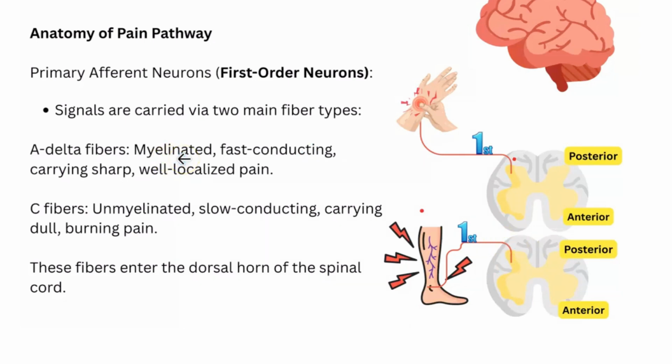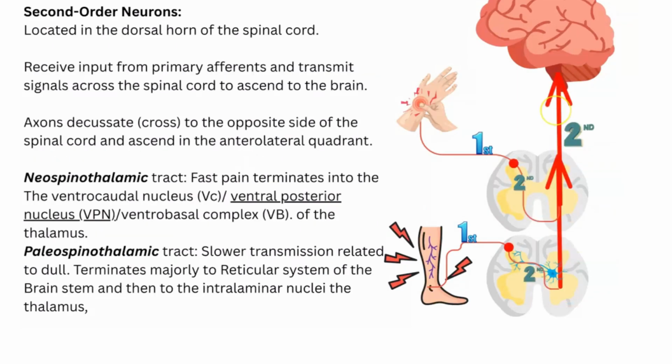Now, there are 2 types of pain carrying pathways, fast and slow. A delta fibers are usually the fast pain carrying pathway. They carry sharp pain and help us to locate the pain. The other type of fiber is the C fiber. They are unmyelinated and very slow in conducting. They usually conduct dull, aching and burning types of pain.